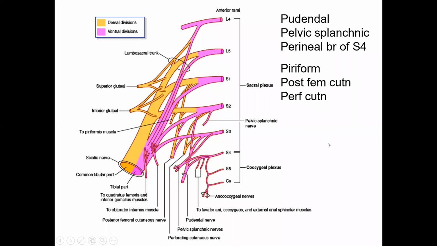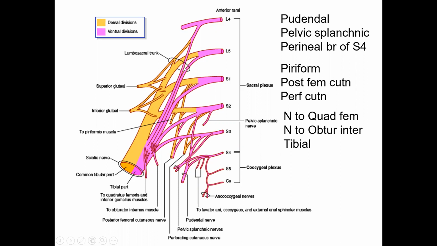The next three branches are branches from the anterior division: the nerve to quadratus femoris and the nerve to obturator internus. Obturator internus has one muscle above it and one muscle below it. There are twin muscles called gemellus superior and gemellus inferior. The nerve to obturator internus also supplies the superior gemellus, and the nerve to quadratus femoris also supplies the inferior gemellus.